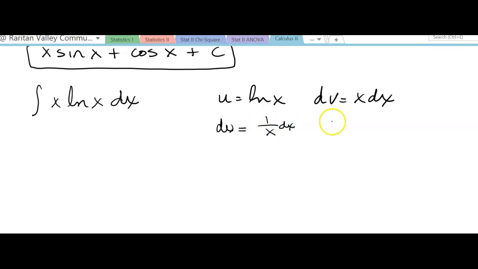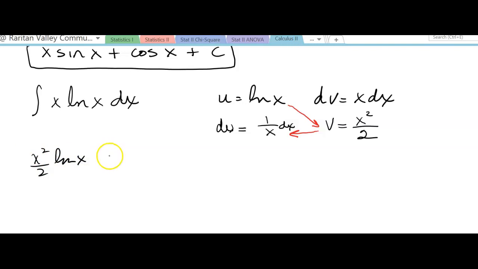And the integral of x dx is x squared over 2. All right, so let's see how that works. Again, don't forget, we're going this way for the first part and that way for the second part, for our integral part. So our product is x squared over 2 times ln x.